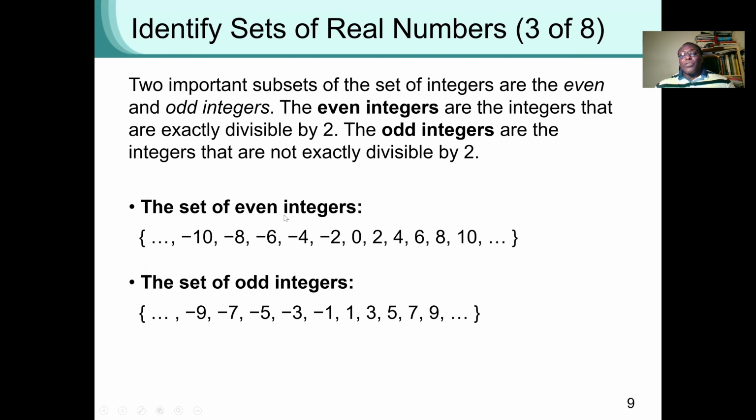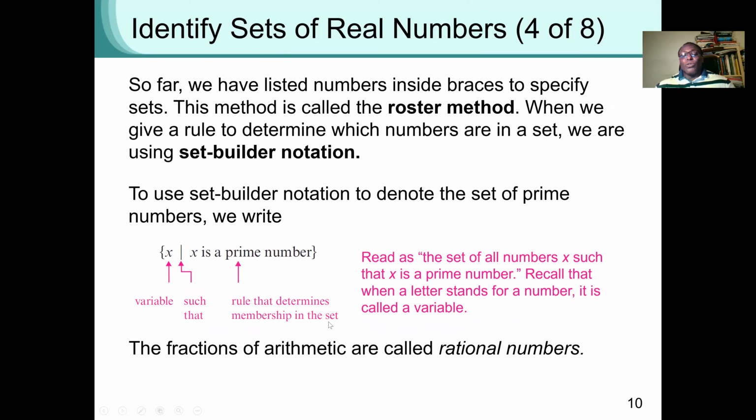We also have a set of even numbers, which means 10, 8, 6. It can be positive or negative, etc. Odd numbers means when we divide the number by 2, the remainder shouldn't be 0, at least it should be 1. So negative 9, negative 7, negative 5, all these are odd numbers. Even numbers, when we divide by 2, the remainder is again 0.